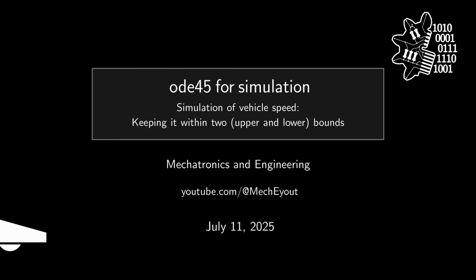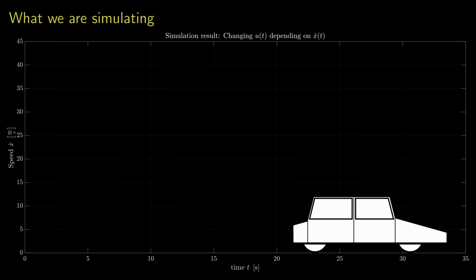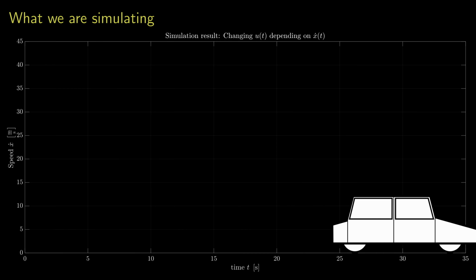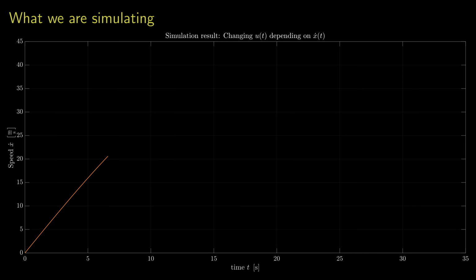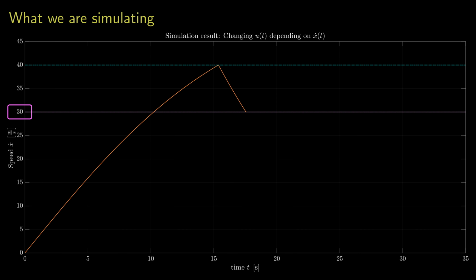In this one we will take a look at a simulation example that seems deceptively easy at first until you try to implement it. I'm talking about this simulation here where all we want to do is accelerate until we hit a velocity of 40 meters per second, then decelerate until we reach 30 meters per second, then accelerate again and so on. We want to be as accurate as possible to the velocity limits. Sounds easy enough, right? Well, try it yourself.